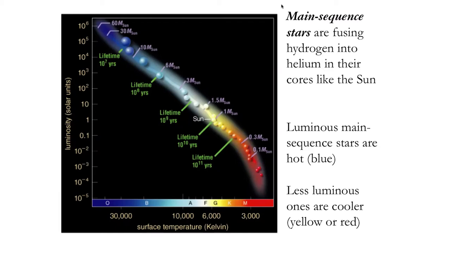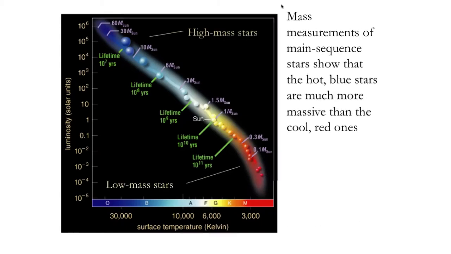The main sequence stars are those that are burning hydrogen into helium in their cores as the main source of their energy. And so more luminous main sequence stars are very hot, and less luminous main sequence stars are very cool. What leads to that difference? Why are some main sequence stars much hotter and more luminous than others?